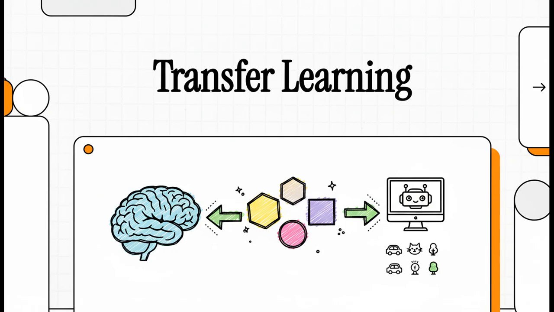Today, we're going to talk about one of the smartest, most powerful ideas in all of modern AI. It's called transfer learning. And honestly, it's the secret sauce behind how AI models get so incredibly good so fast without always having to start from square one. So how does it all work?